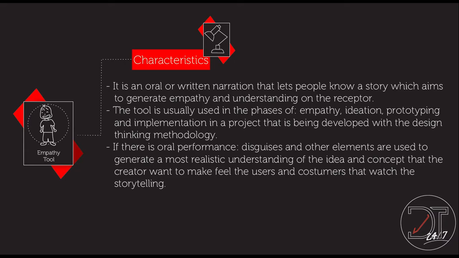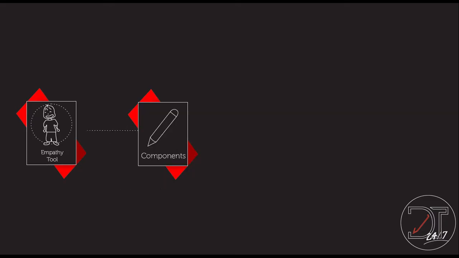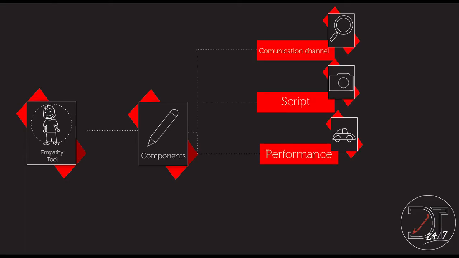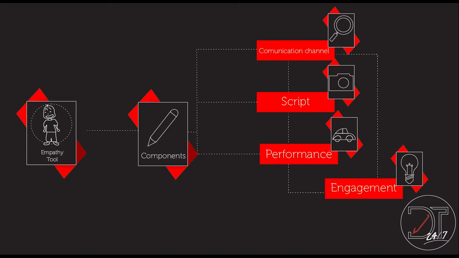If there is an oral performance, disguises and other elements are used to generate a more realistic understanding of the idea and concept that the creator wants to make the users and the customers who watch the storytelling feel. The components of storytelling are communication channel, script, performance, and engagement.